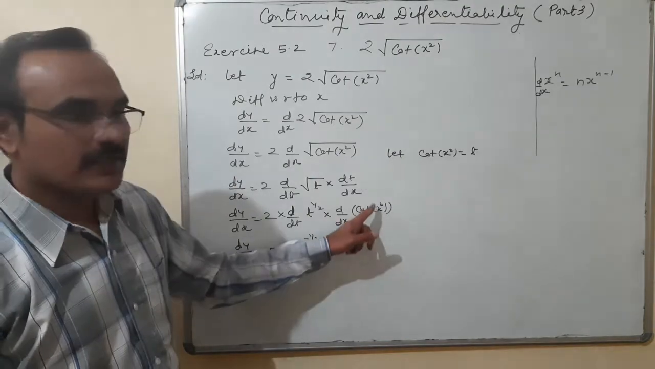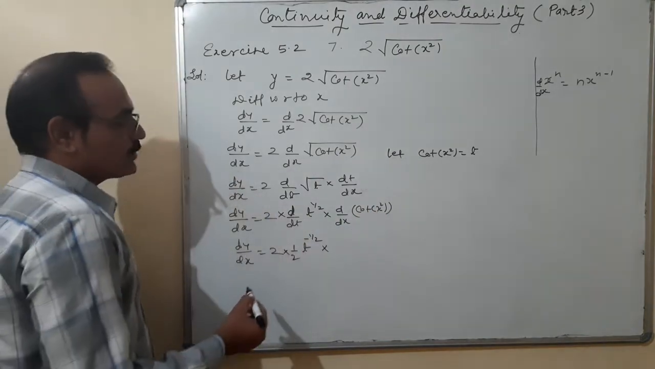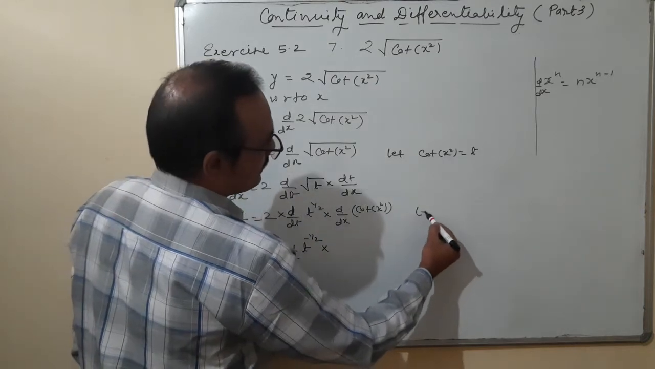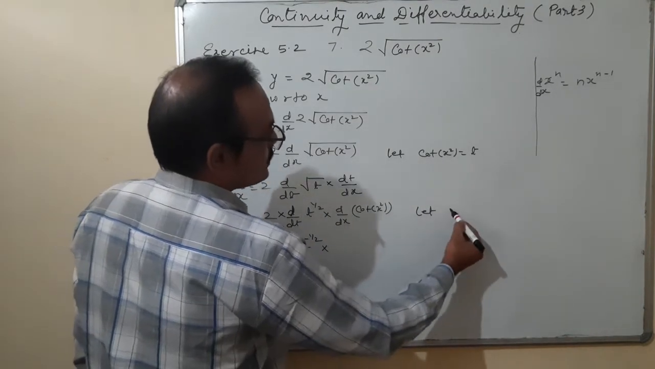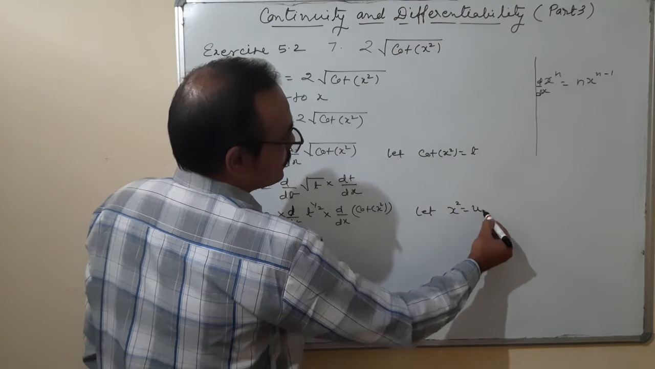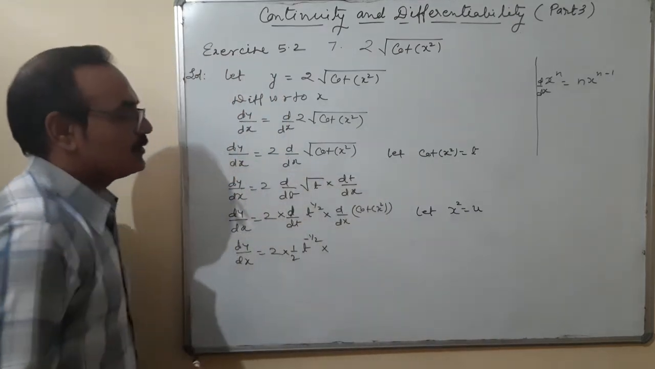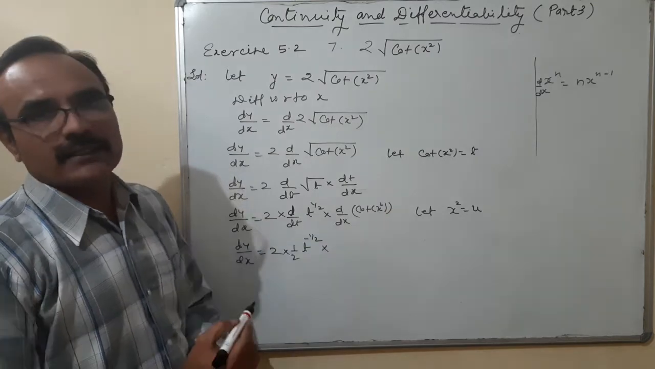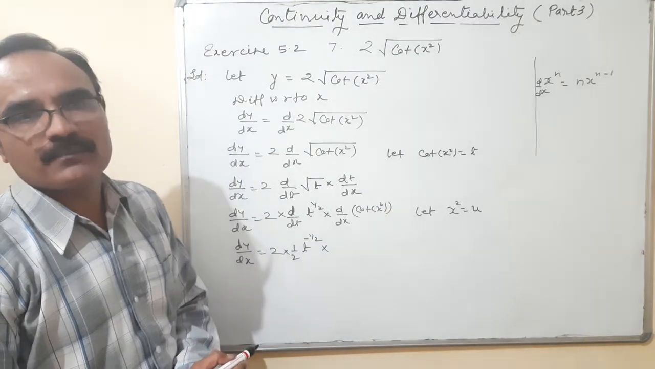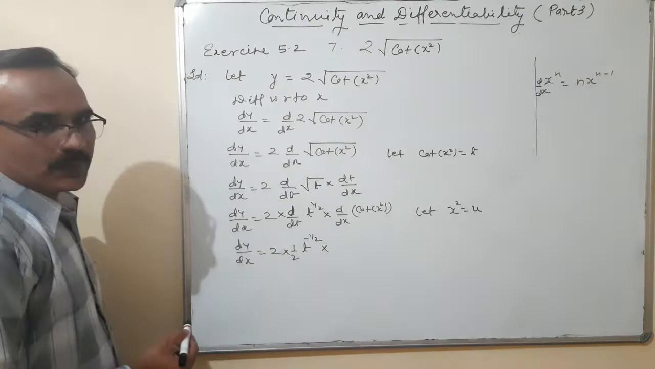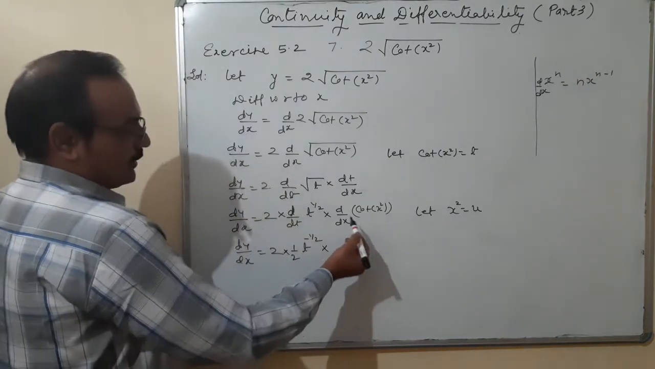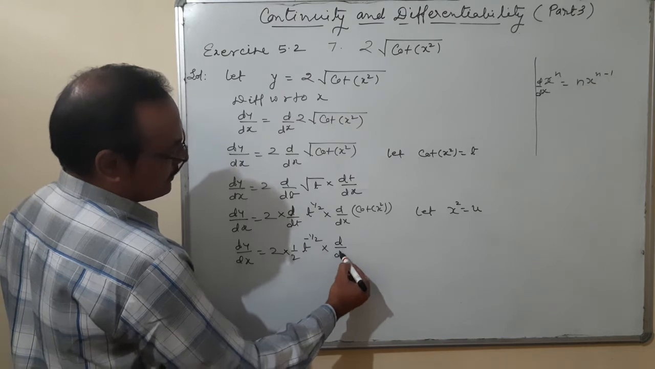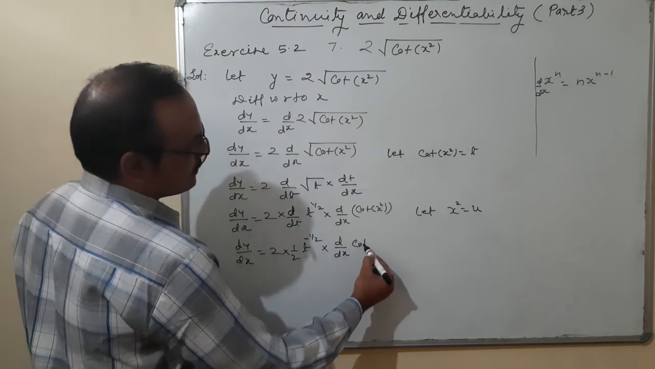Again, you can see that the function is a very complicated function. We don't know the direct differentiation of this term. So here what should be done? We'll consider let x square is equal to u. x square is equal to u. Because when you replace x square by u, then it comes cot u, and the differentiation of cot u is minus cosec square u. Okay. So here now dy by dx, cot u.